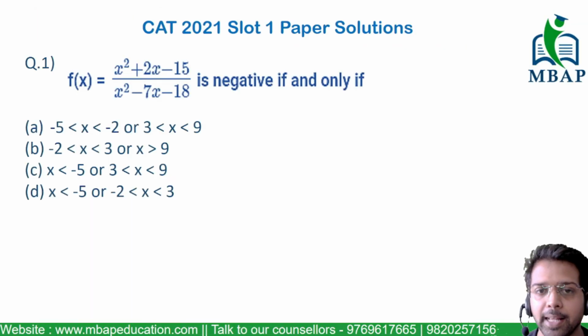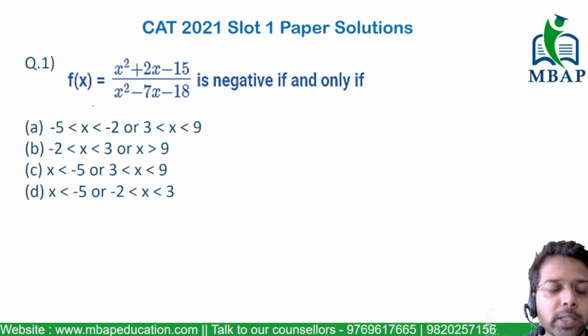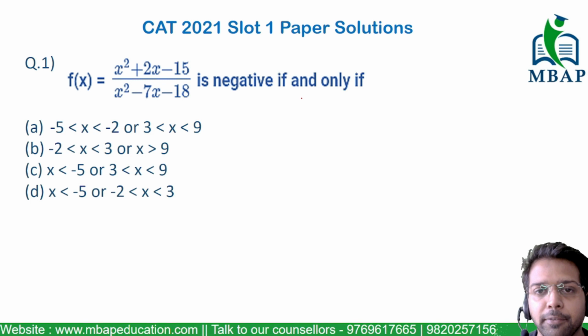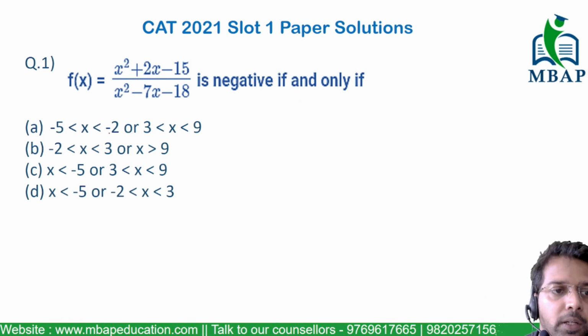On this note, let's see the first question which you can see on the screen. The question says f of x is equal to x square plus 2x minus 15 divided by x square minus 7x minus 18 is negative if and only if, when is this going to be negative? So you have to find the range of x for which f of x will become negative.